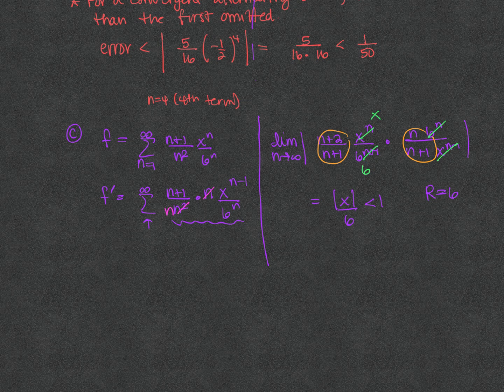It is also noted that we could have just said it's R equals 6 because taking a derivative or an integral of a series does not change the radius of convergence. It does change the interval, the endpoints, but that does not change the radius. But again, it wants us to find the radius of convergence.